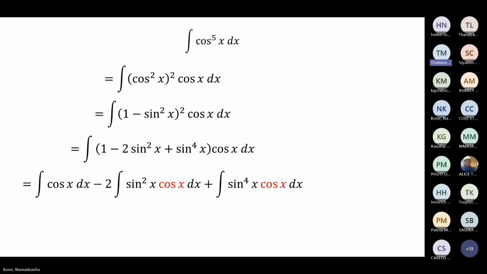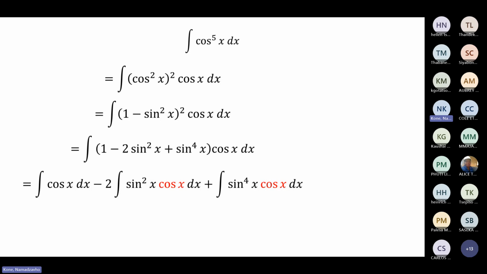It's going to be equals to sine x minus 2/3 sine cubed x plus sine to the power 5 over 5 plus c. 100%. That is just the rule number 2.